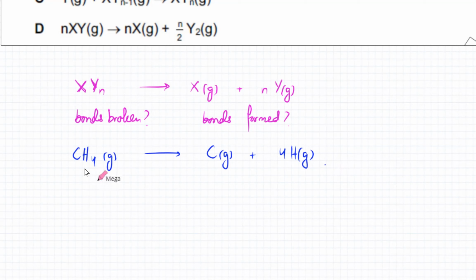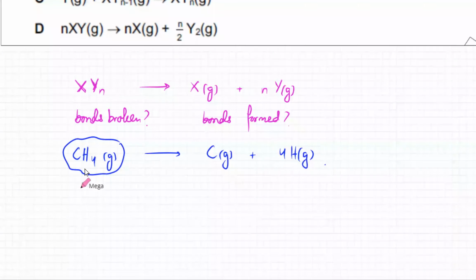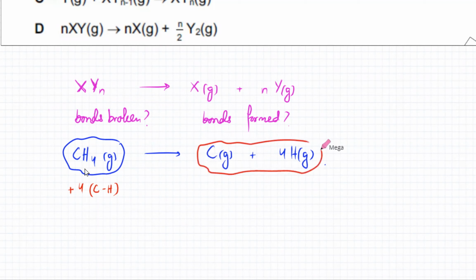You have a CH4 molecule, so how many bonds would be broken over here? Is there any idea, Oswa? 4. Okay, so it's obviously 4. So you're going to break 4 CH bonds, and they would be broken, so that would be plus. And how many bonds are you actually forming? You're not forming any bonds, right? Because they're just atoms. They're not forming any compounds or molecules. So it's just 4 hydrogen atoms and 1 carbon atom, so no bonds are actually formed.